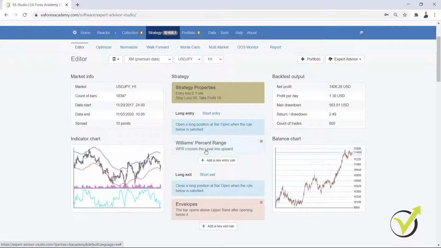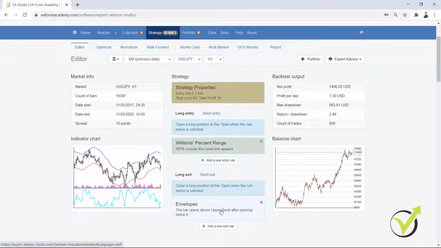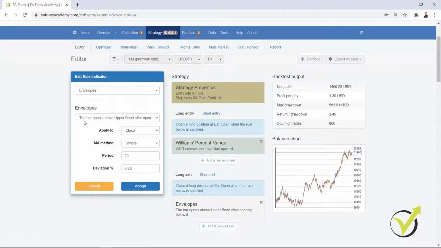I have an entry rule with the Williams percent range. If I click on it, you will see that Williams percent range is the indicator, and the rule is Williams percent range crosses the level line upward, period of 23, level of -14. And I have an exit rule with the Envelopes, and the condition is the bar opens above the upper band after opening below it. And here are the parameters below.